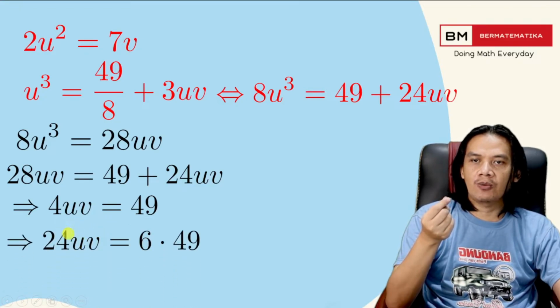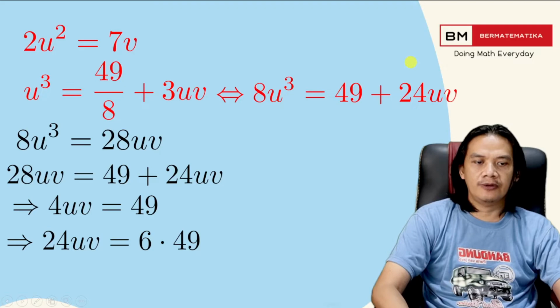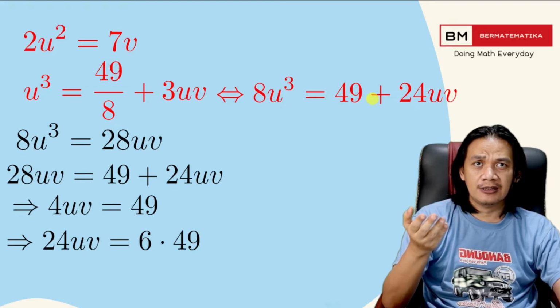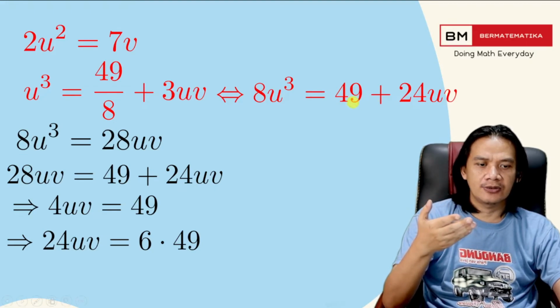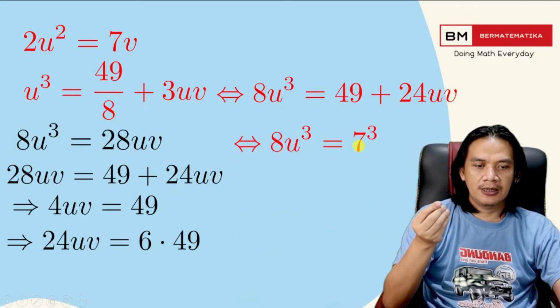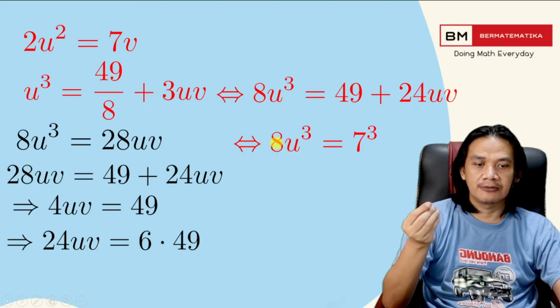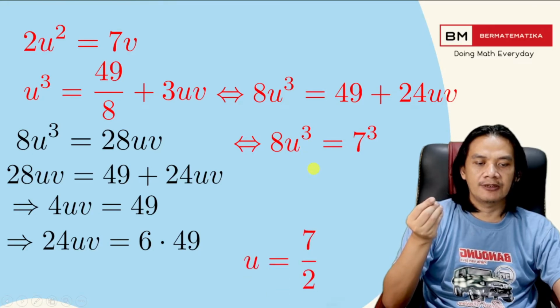Then multiply by 6. Why do we do so? Because we want to replace this 24uv by 6 times 49, right? So if we replace this by 6 times 49 plus 49, that becomes 7 times 49, which is 7 times 7 squared. So this is 7 cubed. So 8u cubed is equal to 7 cubed. Therefore, u is equal to, notice that this is nothing but 2 cubed, right? So u is 7 over 2.